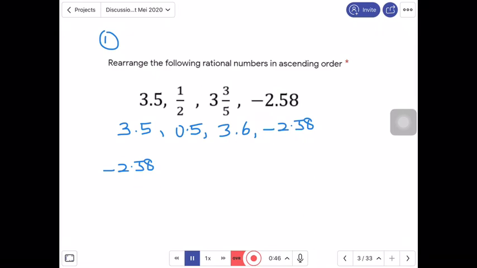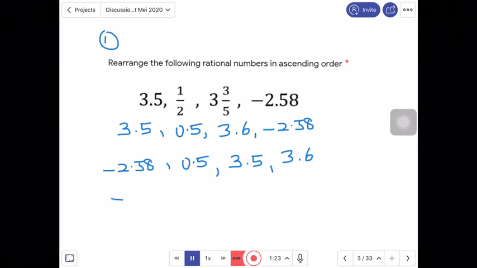followed by 0.5, after that 3.5, and followed by 3.6. But for the final answer, we must write using the original form, yeah?